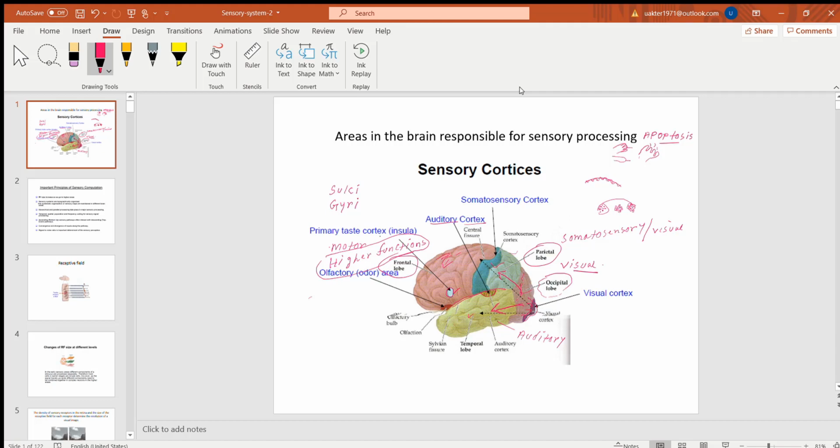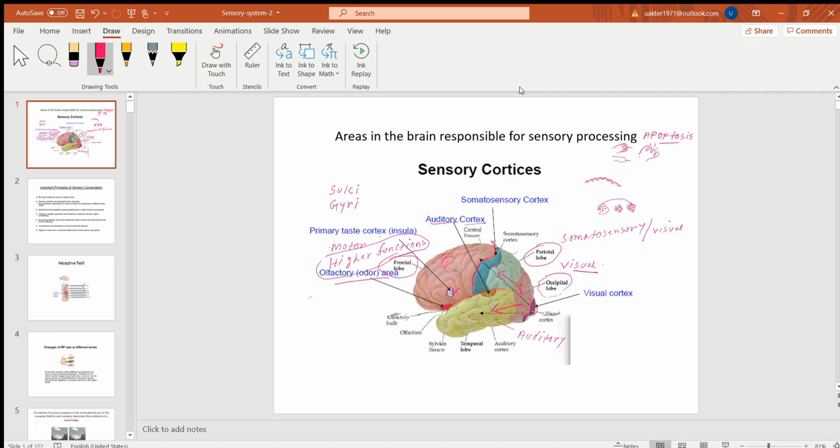The primary taste cortex is here. This area is also called the insula. And in the inferior part of the frontal lobe, this area is called the olfactory area, the primary smell area. You see here, this line here, this is called the central sulcus. This sulcus is important. Why?